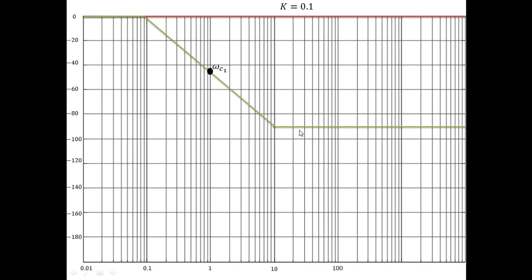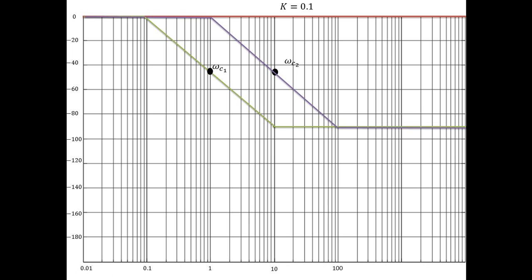For the second pole, I have the corner frequency at 10 with the phase angle of minus 45. One decade before, which means at omega equal to 1, the angle is 0. One decade after, I have the phase angle of minus 90. I need to just connect these two lines together, crossing omega c2.